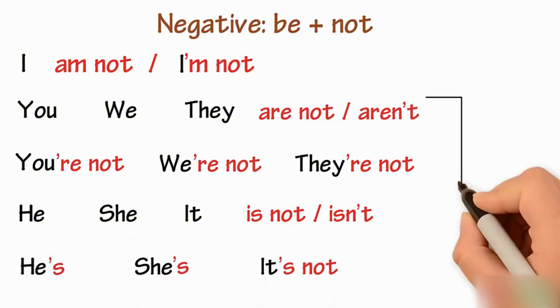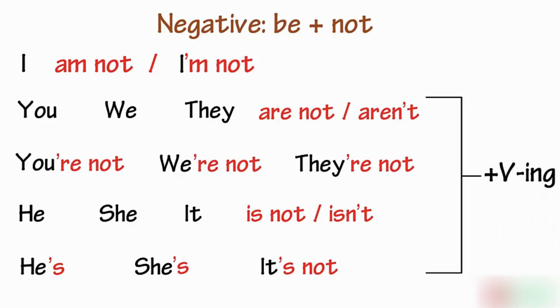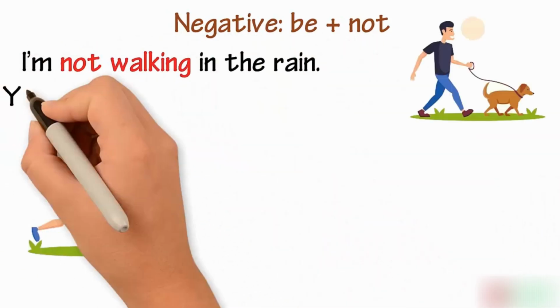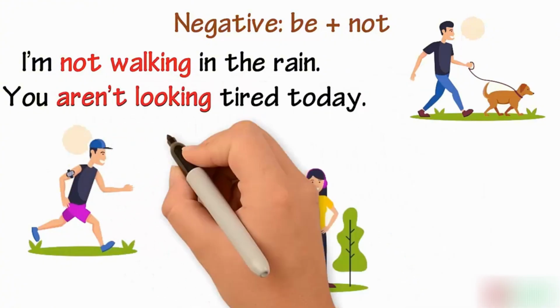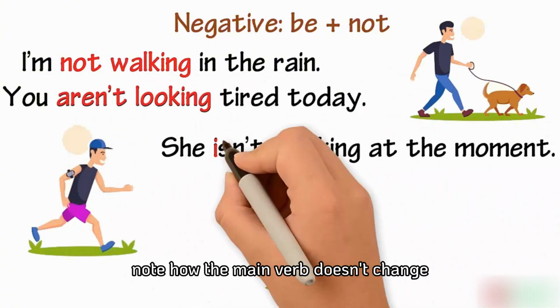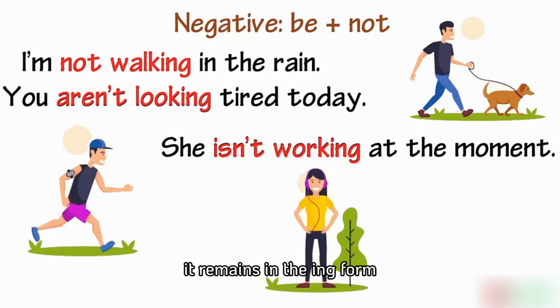So we can say, I'm not walking in the rain. You aren't looking tired today. She isn't working at the moment. Note how the main verb doesn't change. It remains in the ing form. Only the be verb changes.